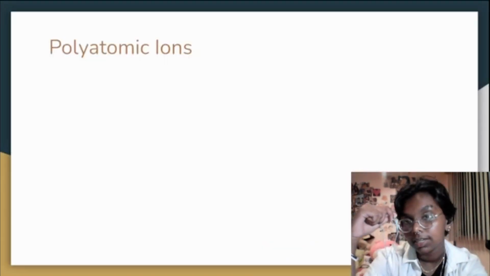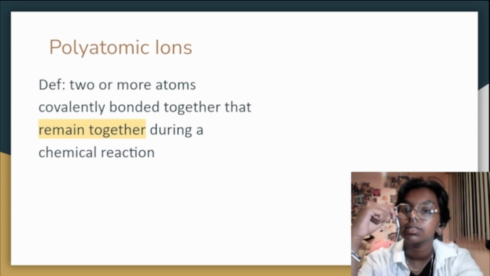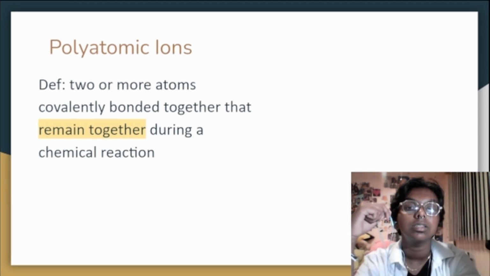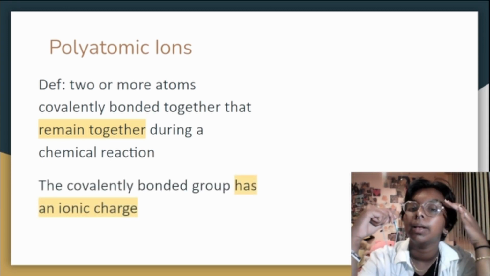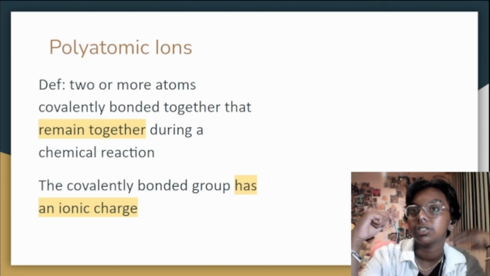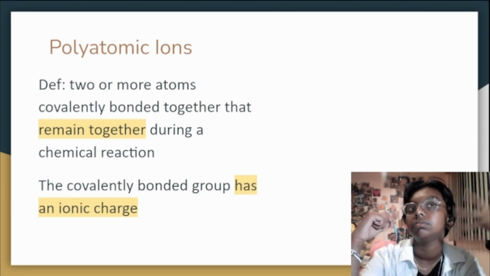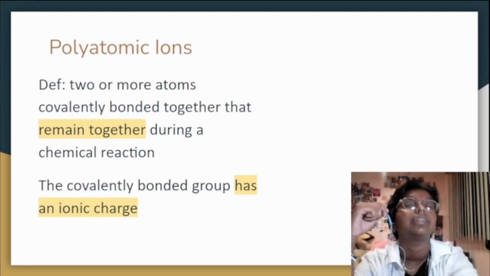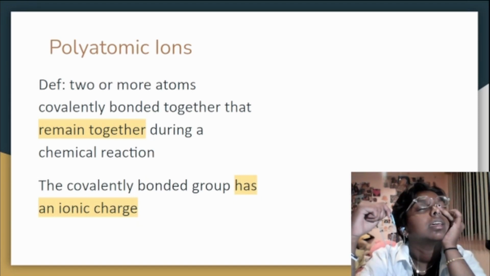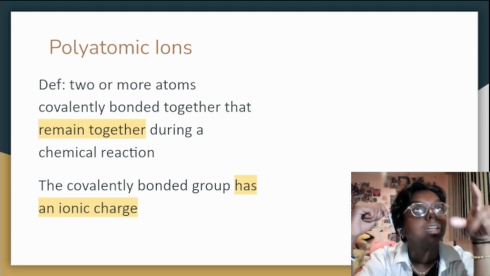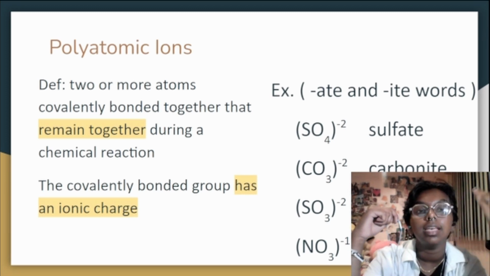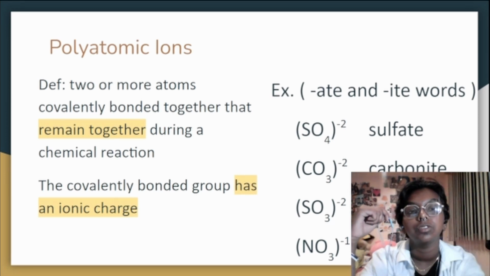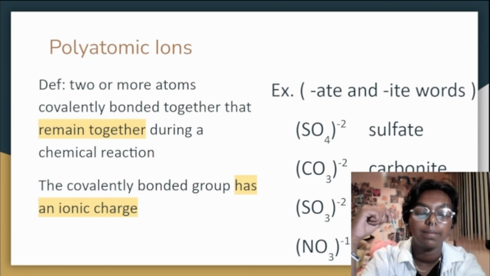Polyatomic ions on Table E, right? Polyatomic ions are 2 or more covalently bonded atoms that remain together during a chemical reaction. These covalently bonded groups have an ionic charge, so they act as one thing in an ionic bond. Whew, that's a lot of words. Usually they end in ATE or ITE. So sulfate is one of them, carbonate, sulfite, nitrate. There are more.